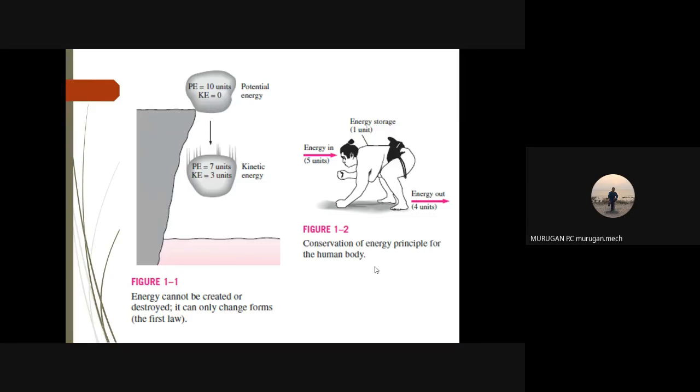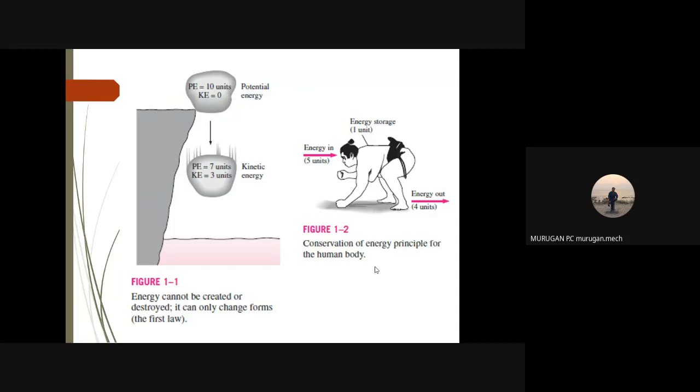Okay, see, you are seeing a sumo player. He is having a punch. Okay, he is having a punch on his face in 5 unit. மூஞ்சில ஓங்கி குத்துறாங்க 5 unit of punch. Okay, so that punch cannot be stored inside his body. Either he should move towards the back side, or some portion will be stored inside his body.